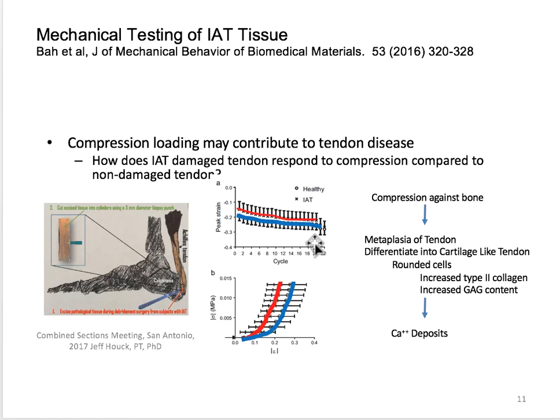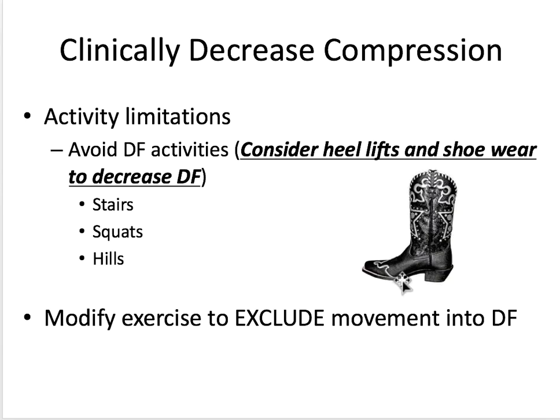So the idea is that the tendon's getting a lot of compression at the calcaneus, which is causing it to undergo metaplasia and differentiate into cartilage-like tissue, which ultimately can express itself as calcium deposits in the tendon. But this is a fairly significant and painful condition. And so one of the key activities you're going to do in therapy is decrease that compression.